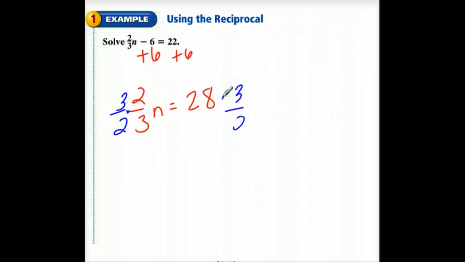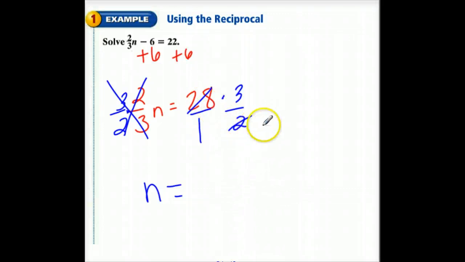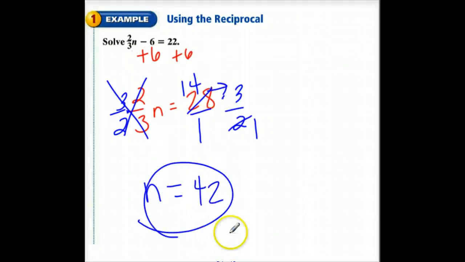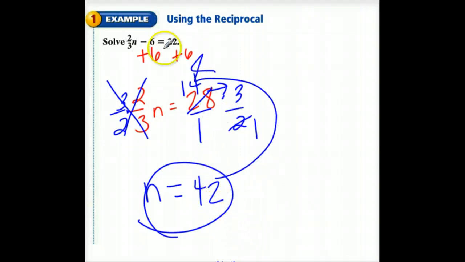Multiply by the reciprocal. Put a whole number over 1. These fractions cancel out. I have just n. 28/1 times 3/2. Look across to see if you can do any simplifying. I'm going to divide both by 2. So 2 divided by 2 is 1, and 28 divided by 2 is 14. 14 times 3, because I multiply across, is 42. n equals 42. Remember, you can always check your answer by putting it back into the original problem.